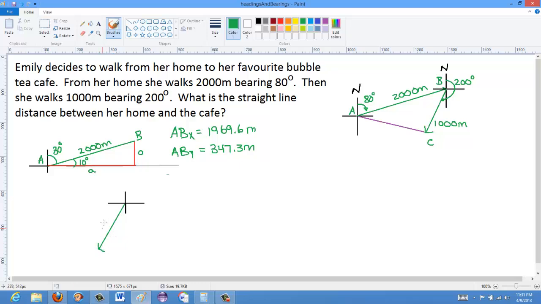Now the length of this line is 1,000 meters, and the entire angle is 200 degrees. What this means is that, because starting at north and going all the way to south is 180 degrees, and it went 200, it went 20 degrees further. I'm just going to extend this line a little bit.